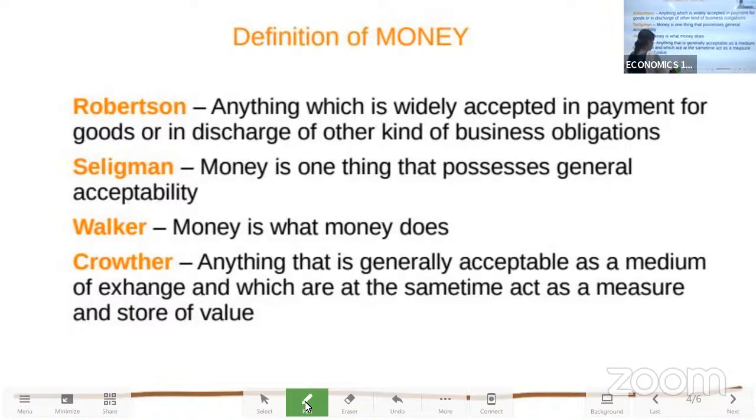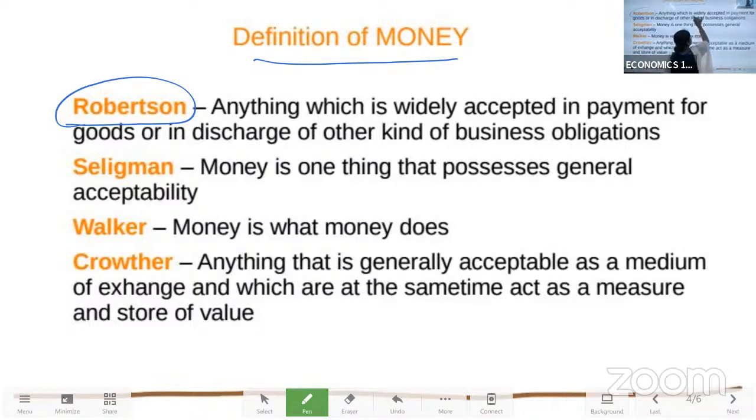So here, definitions of money. According to Robertson, he gave a definition for money. Let's see what Robertson has said. According to his definition, money is anything which is widely accepted. The word you have to remember is widely accepted. It means that it is accepted everywhere, not that it is accepted in only one area and not in another. Everywhere it is widely accepted, for payment of any goods and services. Whatever goods or services you are purchasing, if you pay with this thing, which is money, they are ready to accept it.